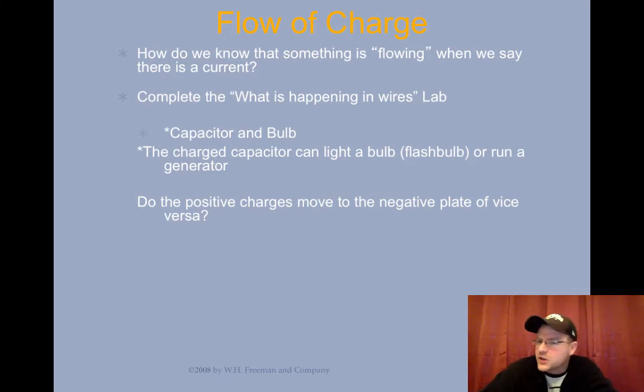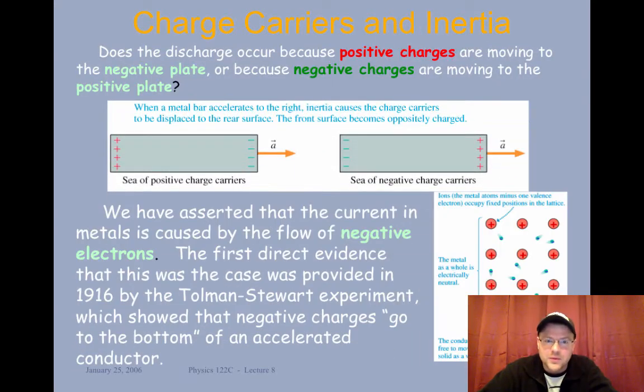Does the positive charge move from the capacitor of the battery through the light bulbs, or is it some negative charge moving from the negative plate up to the positive plate? And that debate was brought up for many, many years. People didn't know whether during a discharge positive charges moved or negative charges moved. It was a big question.